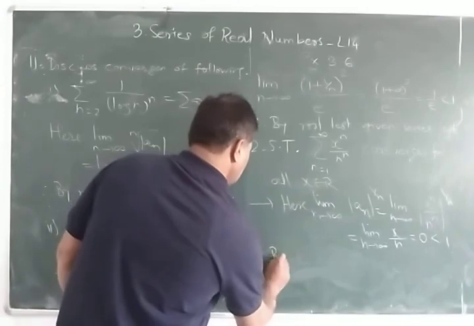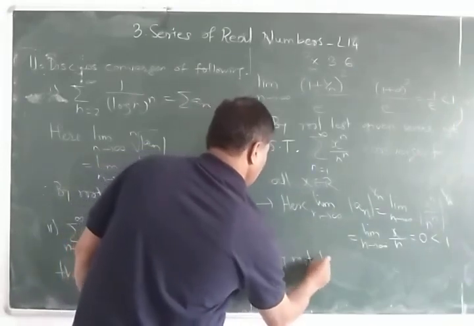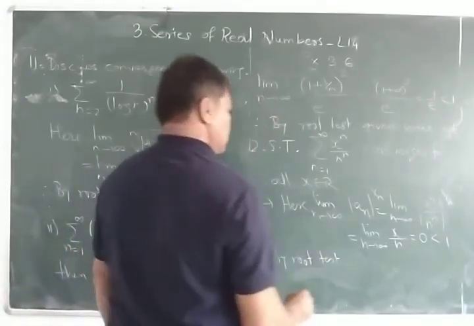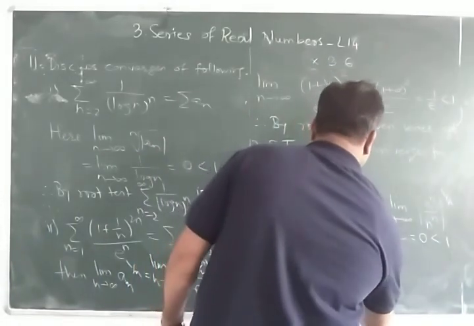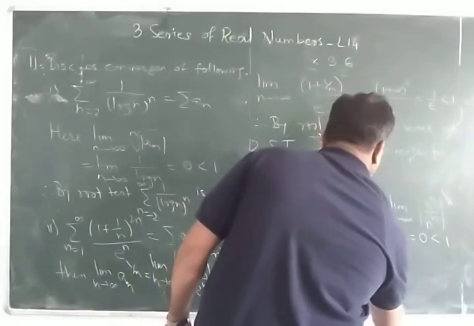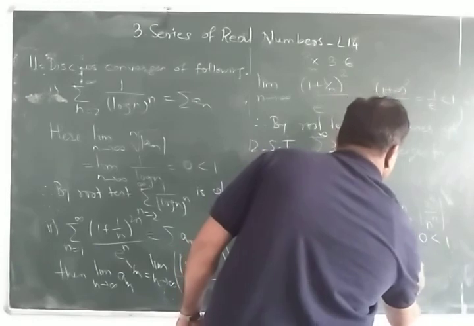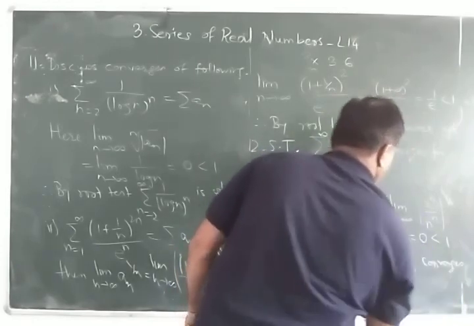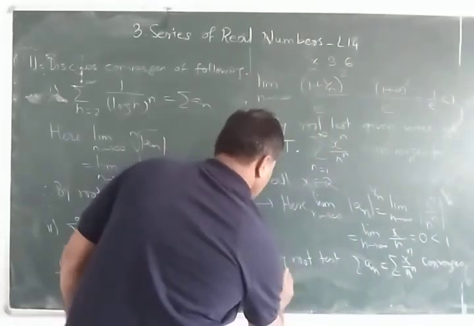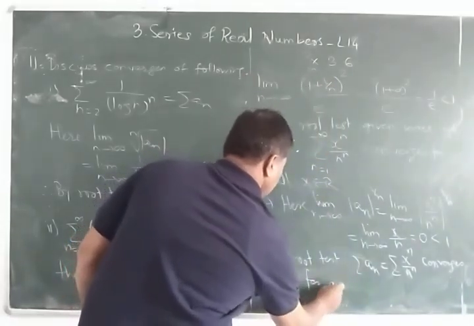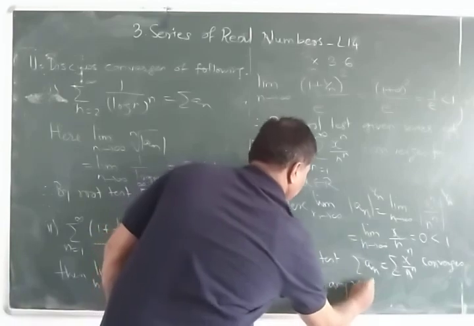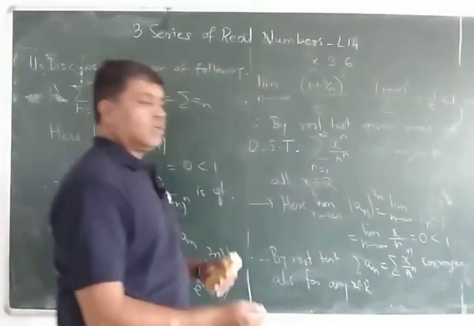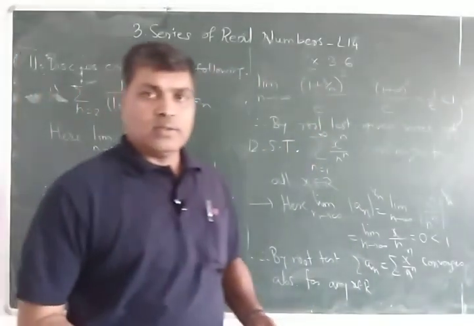Therefore by root test, summation of a_n, which is equal to summation of x raised to n upon n raised to n, converges absolutely for any x belongs to R.